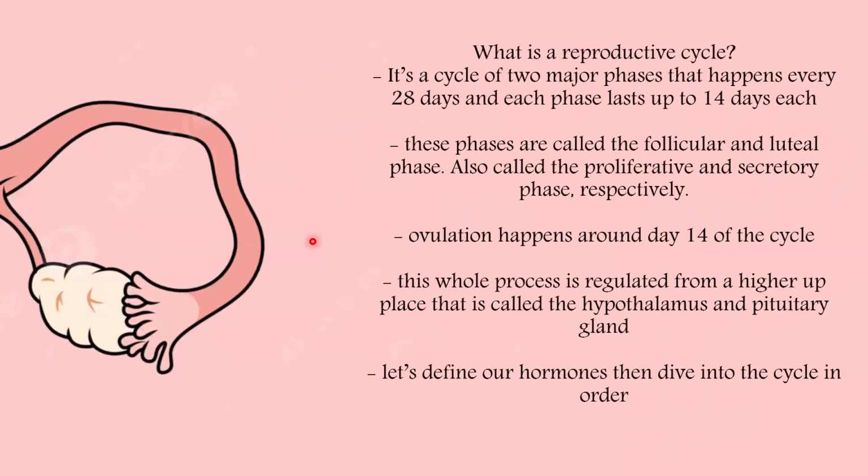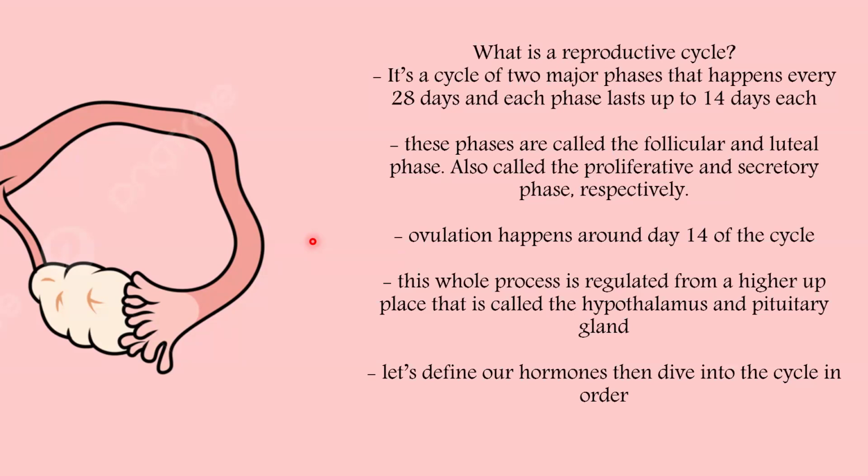So first, we'll start discussing the reproductive cycle itself. What is a reproductive cycle? It's a cycle of two major phases. It happens every 28 days, but it can happen every 35. So it ranges from 28 to 35. And each phase lasts up to 14 days each. So the first phase is called the follicular phase, and the second phase is called the luteal phase. They're also called the proliferative and secretory phase. They're also called the ovulatory and endometrial phase.